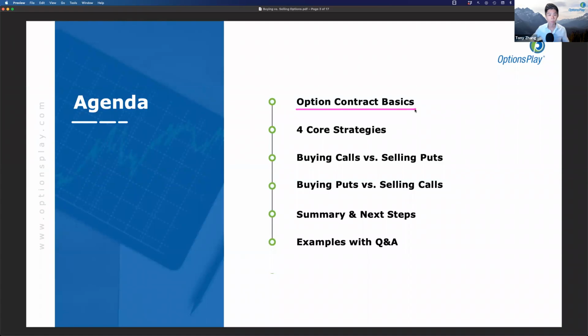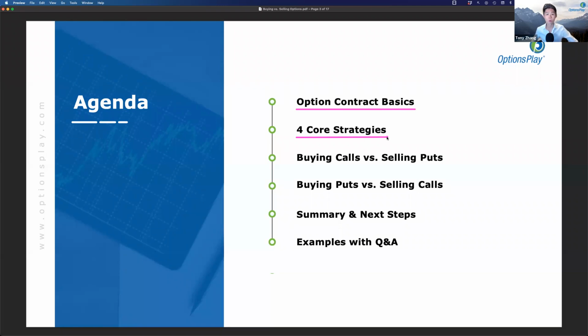So I'll start off with just the option contract basics. Whether you're brand new, this is a session for you because we're going to start from the very beginning. If you're an experienced options trader, I guarantee you, understanding the fundamentals better will help improve your options trading. We'll look at the contract basics, which most of you should be familiar with, but for those of you that aren't, we'll do that refresher.